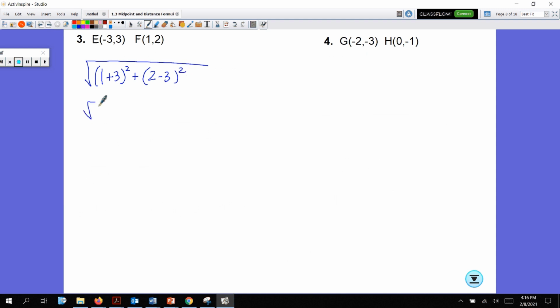1 plus 3 is 4. 4 squared is 16. 2 minus 3 is -1. -1 squared is 1. This becomes the square root of 17. 17 is prime. It does not break down, so you finished right there. So why don't you take a second, pause the video, and see if you get the right answer for number 4.